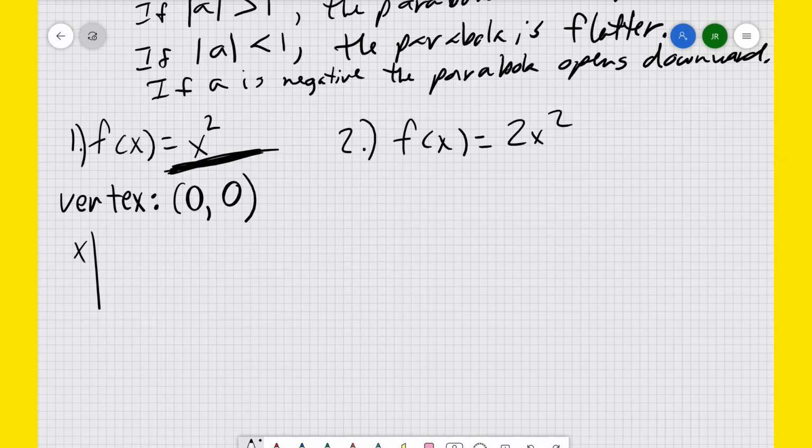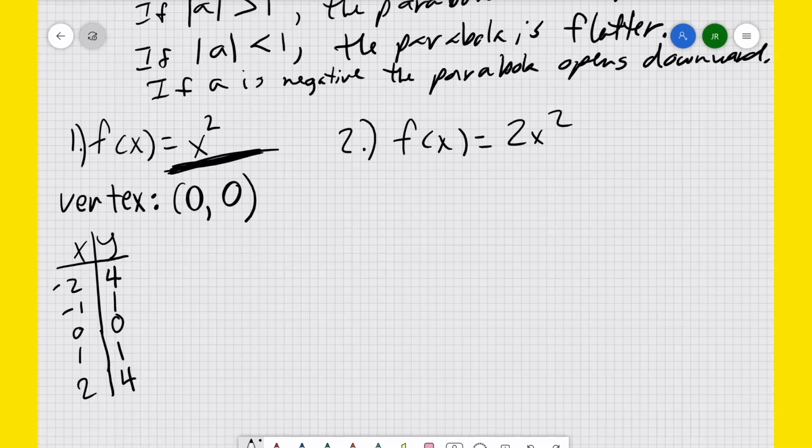I'm just going to show you this. You don't have to do this normally, but I want to show it to you on this first example. If we plug these numbers in for x, if I plug negative 2 into x, negative 2 squared means negative 2 times negative 2, that's positive 4. If I plug in negative 1 for x, negative 1 times negative 1 is positive 1. If I plug in 0 for x, 0 times 0 is 0. If I plug in 1, 1 times 1 is 1. If I plug in 2, 2 times 2 is 4.